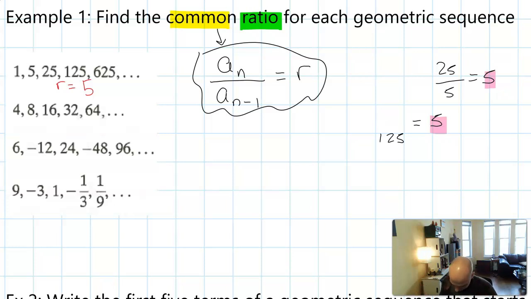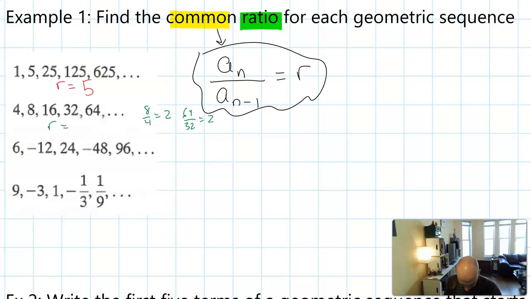So let's go ahead and find the rest of these constant ratios. For the second one, we could do 8 over 4. That's 2. Let's check another one. 64 over 32. Oh, that's also 2. So in this case, the ratio appears to be 2.